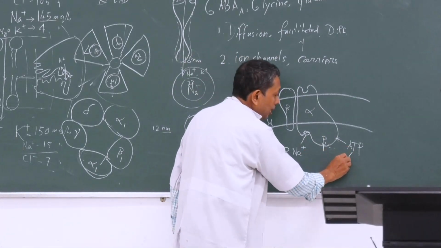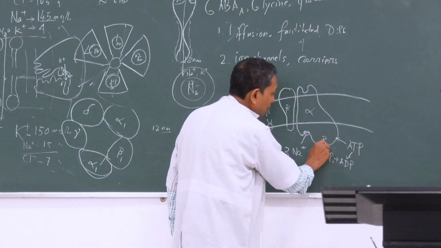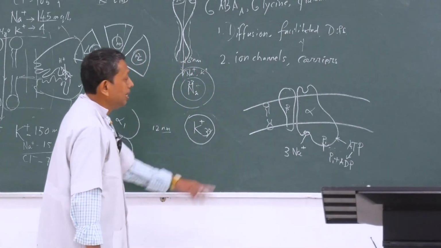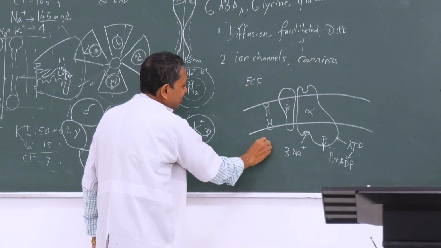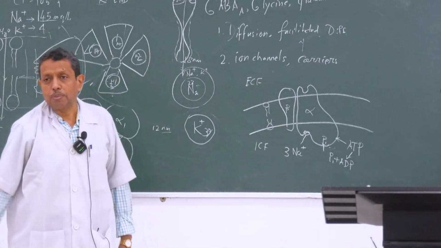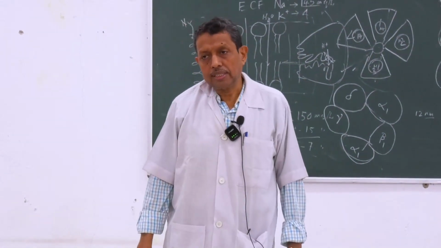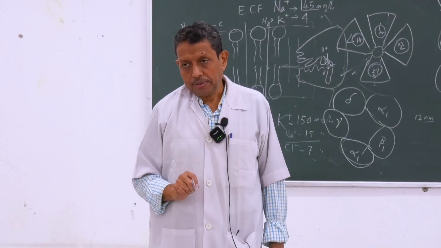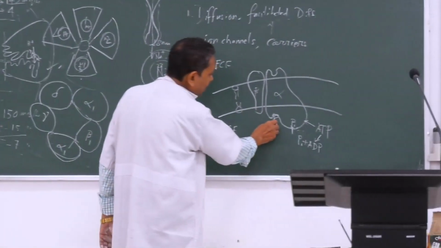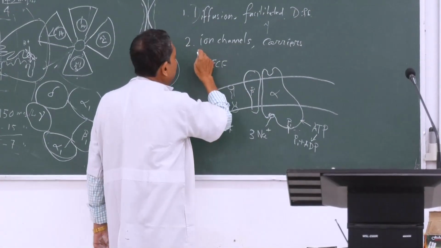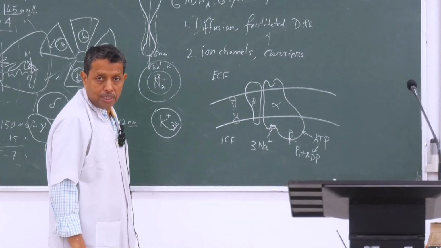Where the inorganic phosphate binds, ATP divides into ADP plus Pi, this Pi here, inside. It is the outside ECF, it is the ICF, and it is ubiquitous. It is present in almost all the cells. Almost all the cells bear sodium potassium ATPase. And whenever ATP and sodium bind, the sodium potassium ATPase is activated.